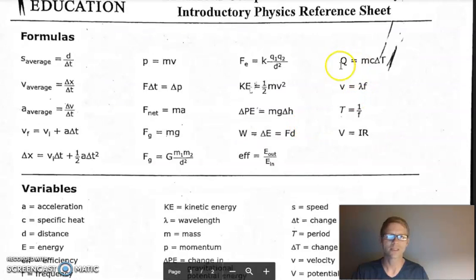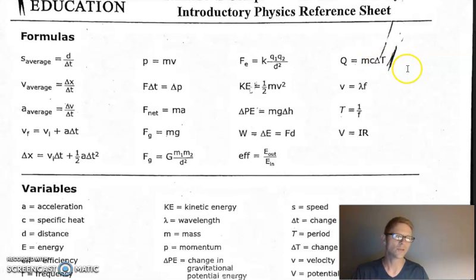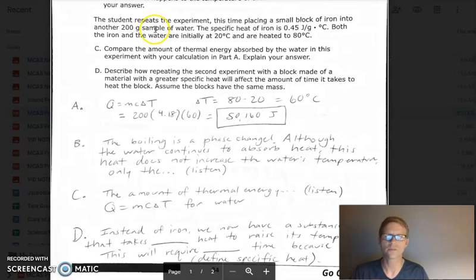Q equals mc delta T. Boom. That's the heat equation. You need some certain information for that. They give it to you. Mass, 200. Specific heat, 4.18. Change in temperature is 60. Boom. There you go.